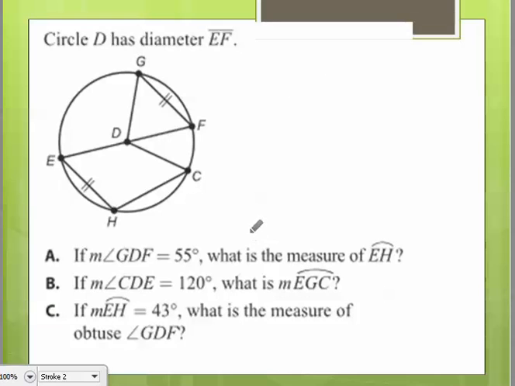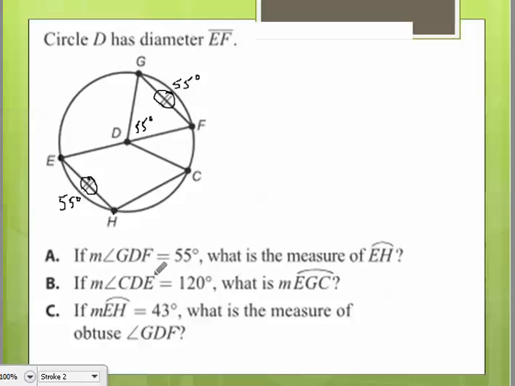One more problem here. It says GDF is equal to 55 degrees. Well, where is GDF? GDF, that's 55 degrees. Okay? And they're asking, what's the measure of arc EH? EH is over here. See how this and this are the same length? That means that this arc will be the same length as this arc, 55 degrees. That's the way that works out.